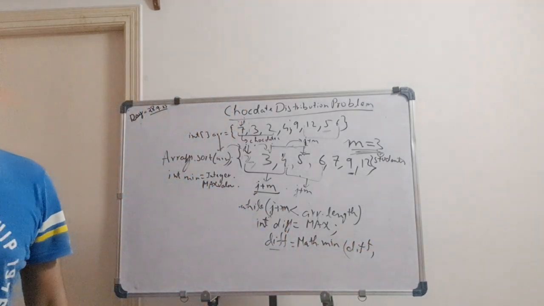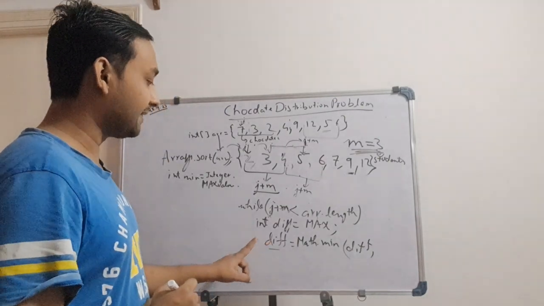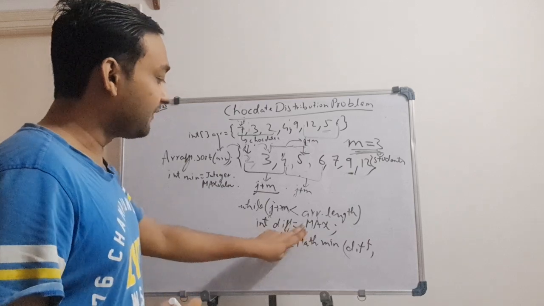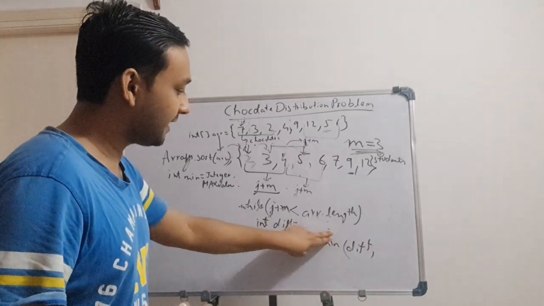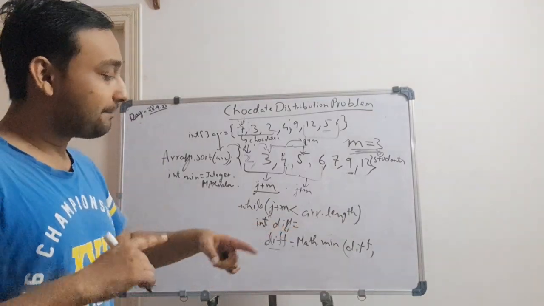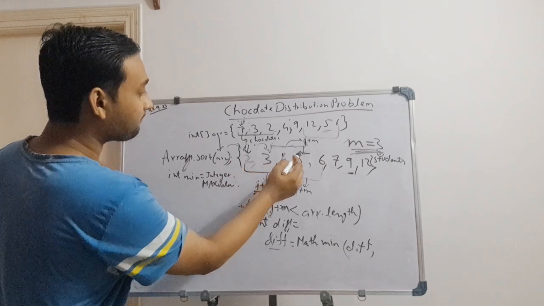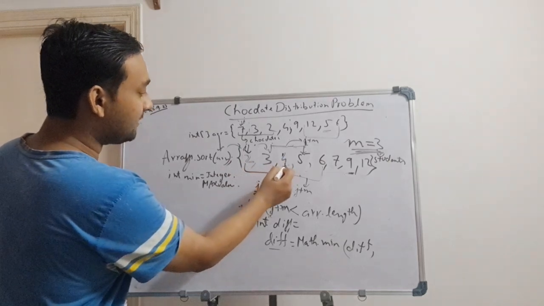So what I want is the difference between the two. So what will be my difference? First of all, the difference will not be my max, because we have to compare with the minimum element. So what will be my difference? The difference will be, so this value will be how much?